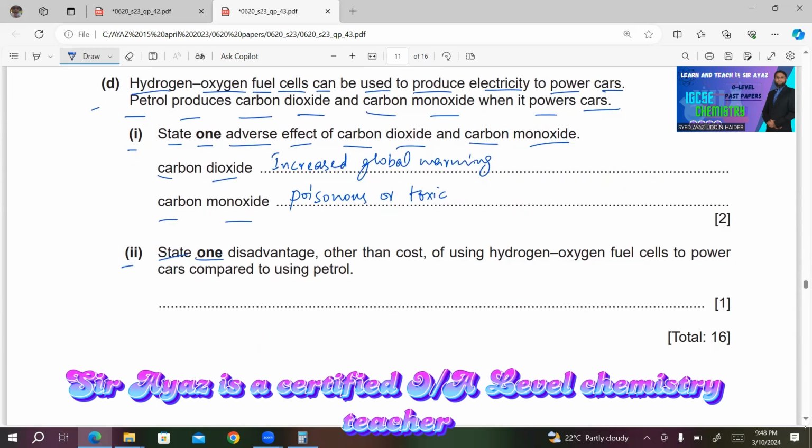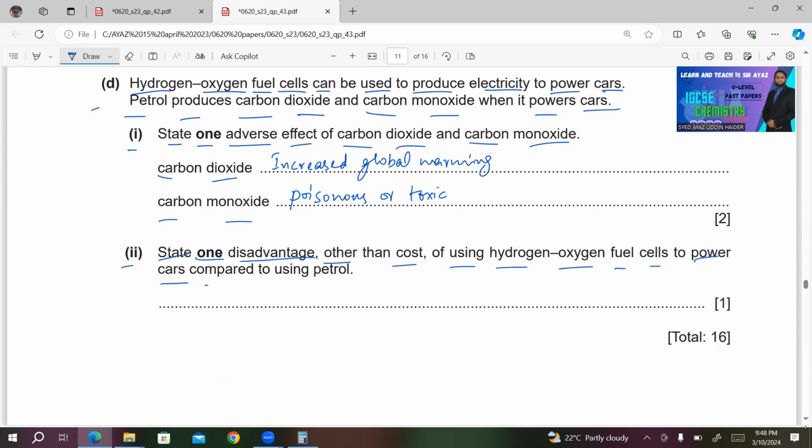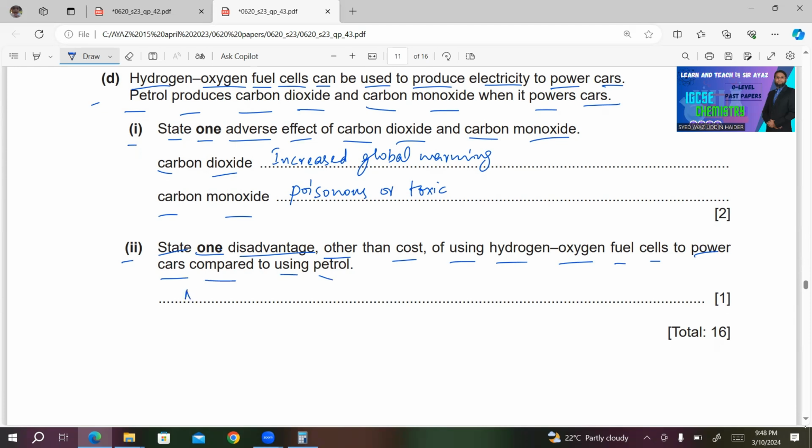Number two, state one disadvantage other than cost of using hydrogen oxygen fuel cells to power cars compared to using petrol. You need high pressure vessels to store hydrogen. Needs high pressure to store hydrogen gas.